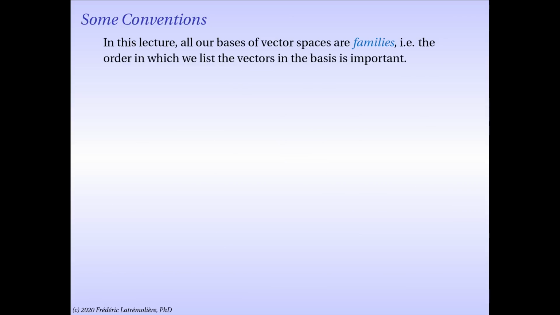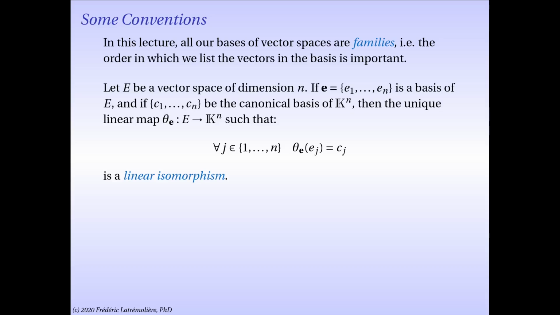This entire lecture follows from the fact that a vector space of dimension n is linearly isomorphic to k^n, though there are many possible choices of such a linear isomorphism. A very important point to emphasize now is that for this lecture, as with all our lectures with matrices, we work with so-called ordered bases, that is, bases given as families rather than sets.